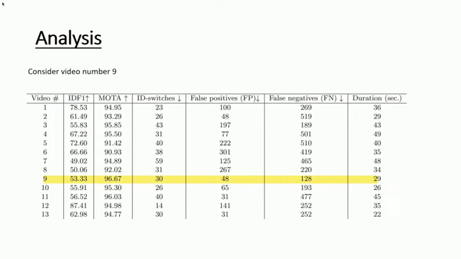Now the table in this slide shows the individual performance on the 13 test videos. As you can see, there are videos with very high IDF1 score, 78, and there are videos with low IDF1 score, 49. We shall analyze and investigate video number 9, whose IDF1 score is not very high, which has 30 identity switches. We shall see what the main cause of error in this video is.